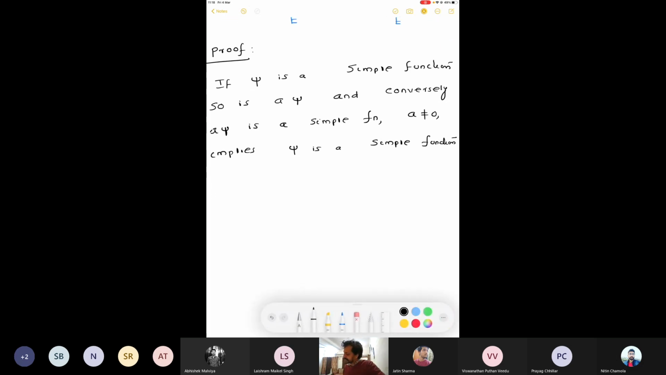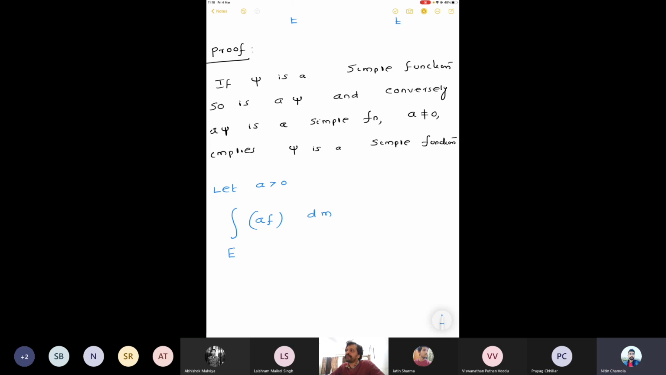And now first let us tackle the case when a is greater than 0. Let a greater than 0 and let us consider the integral over E of AF dm. AF is the function which we want to integrate. Now, how do you integrate? Level 1 definition is instead of integrating AF, you have to integrate what? Its canonical form.